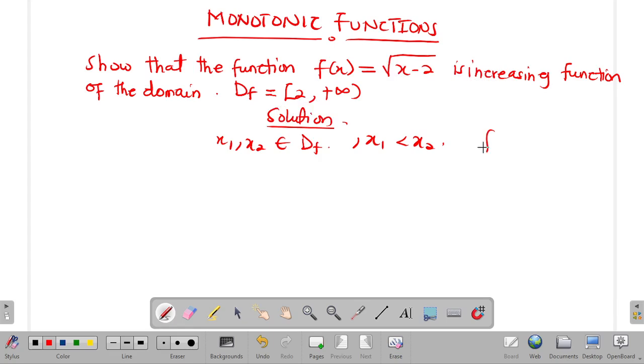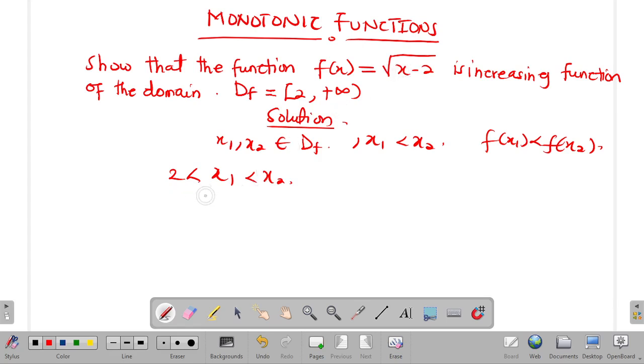Our goal is to show that f of x1 is less than f of x2. That is all. How do you do this? In our domain, you realize that the smallest number is 2. So x1 and x2 within the domain, since you're choosing random numbers, will surely satisfy that x1, even though it's less than x2, will be greater than or equal to 2 and it will be less than x2. At this point, you are going to make sure that this function here will be equal to what you have here.